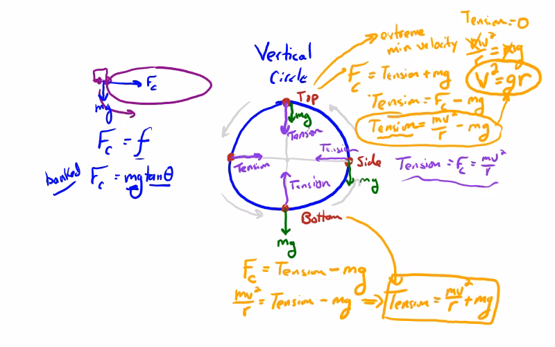This v squared equals gr is actually the situation where it's the minimum speed, the minimum velocity, where you can still make that vertical circle. If you go slower than this, you're not going to make it. And if you go faster than this, you're easily going to make it. So we can find how much tension if you're going faster than that, but this is the slowest you can possibly go. With that information, we have pretty much covered vertical circles.